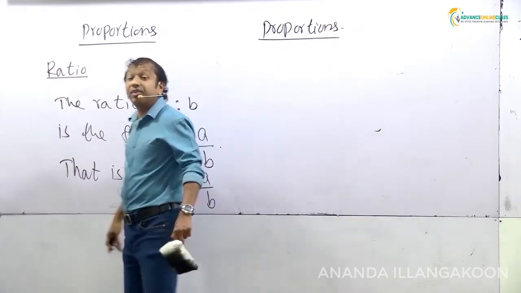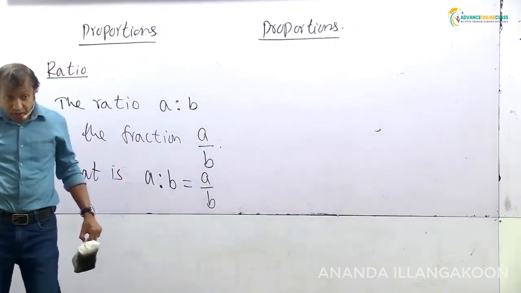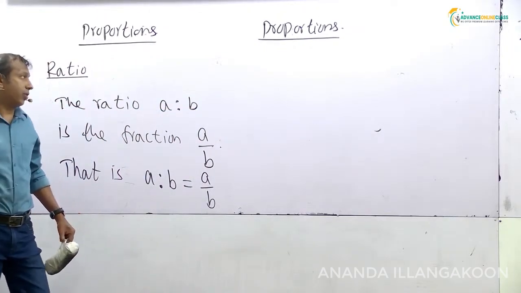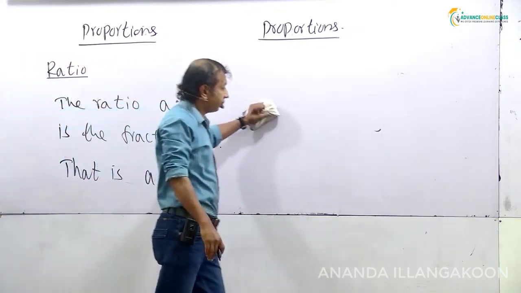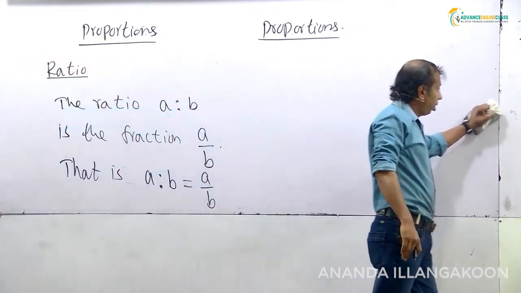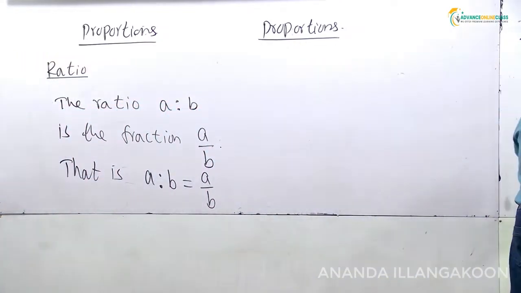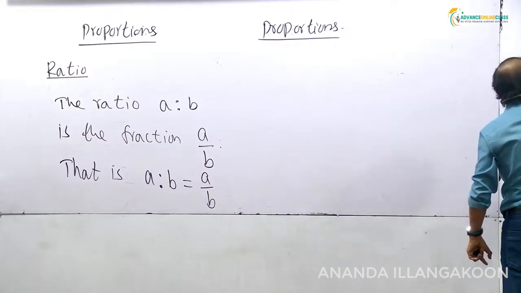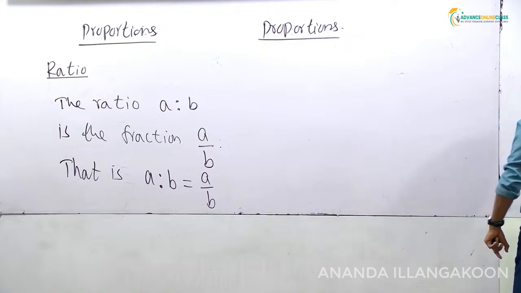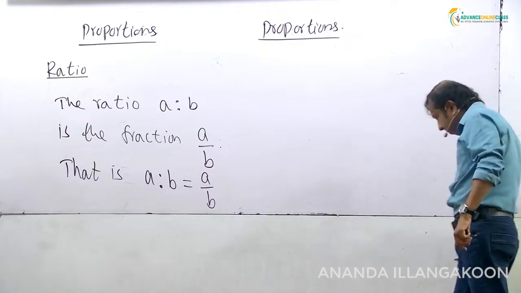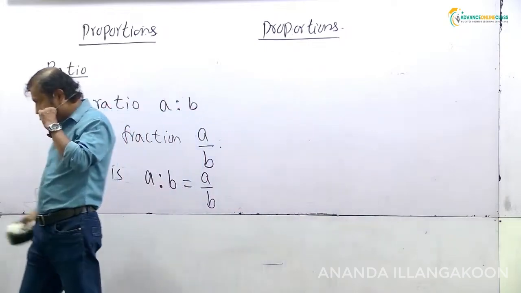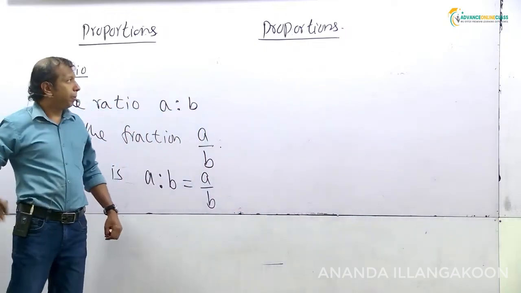What is the proportion? Two equal ratios. Two equal ratios is called a proportion. Understand? Write down. Two equal ratios is called a proportion.